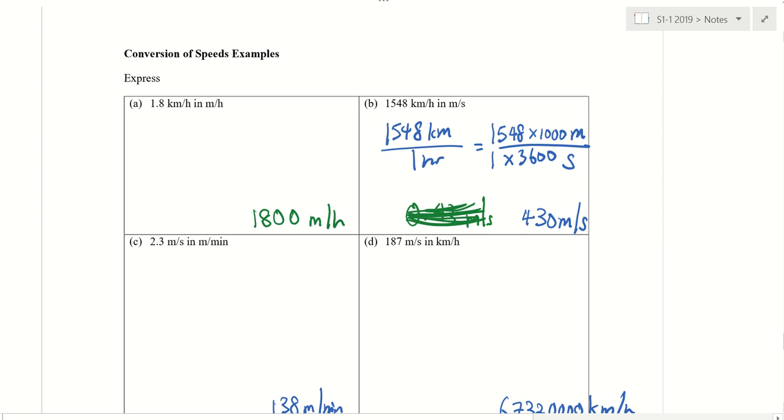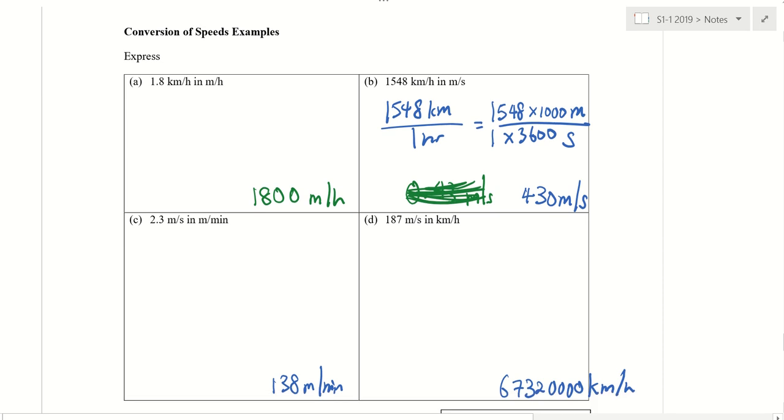Just now you all say B and C different. How about C? C is the same. Who asked for C different answer? Oh, you know already. Okay, Max, can you help me? Max, I want 2.3 meter per second, means per 1 second. I want to convert to meter per minute. Max, numerator, meter to meter, any change? No. So the answer is 2.3. Don't need times, don't need divide. Max, are you clear?